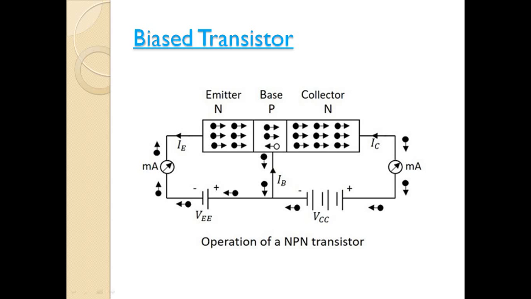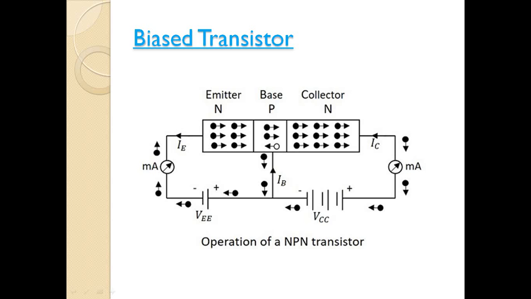Here we have taken the active region, where I am making this junction forward biased and this one reverse biased. Now let us come to the operation of the transistor. I have made this junction forward biased by applying the VEE source, and thus the depletion region at this junction will be reduced.